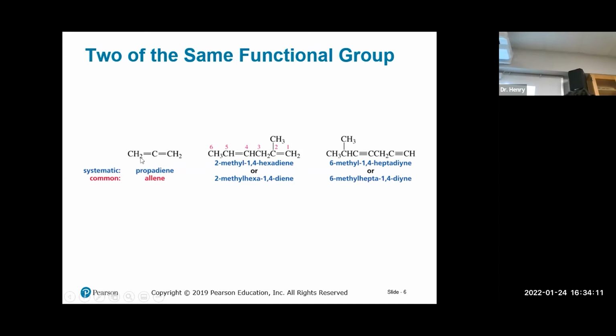So this guy, 1, 2, 3 carbon, 2 double bonds. So its systematic name is going to be propadiene. Why is it diene? Because there's 2 double bonds, right? Di meaning 2, right? Its common name is allene.